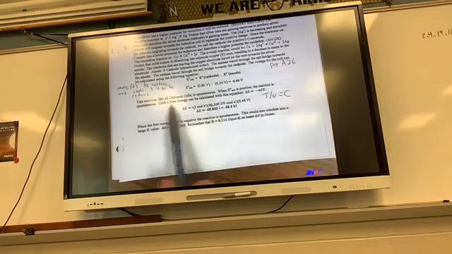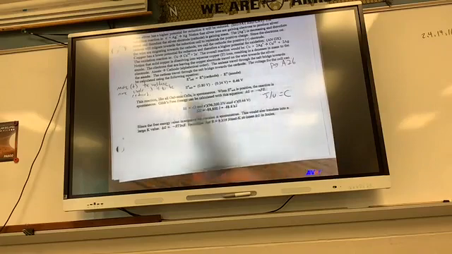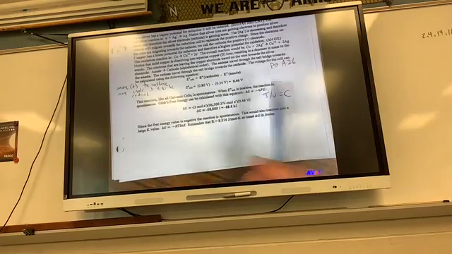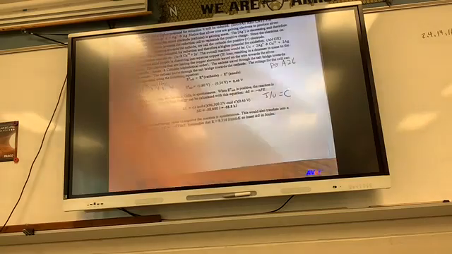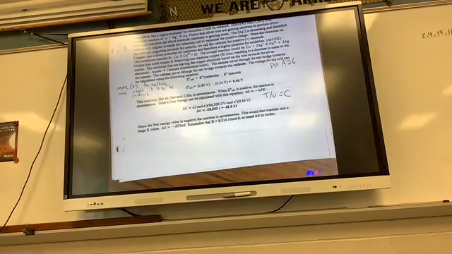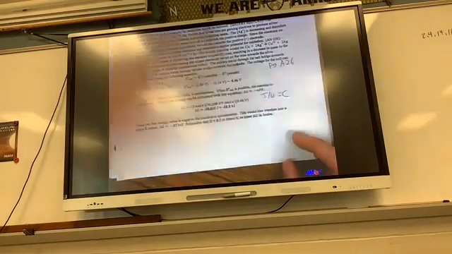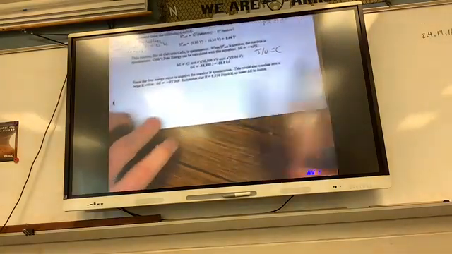So this is one way to figure out the voltage. I'm going to show you how I like to do it, because a lot of the times they're going to ask for the balanced version of these two half cells. So here's how I like to do it.